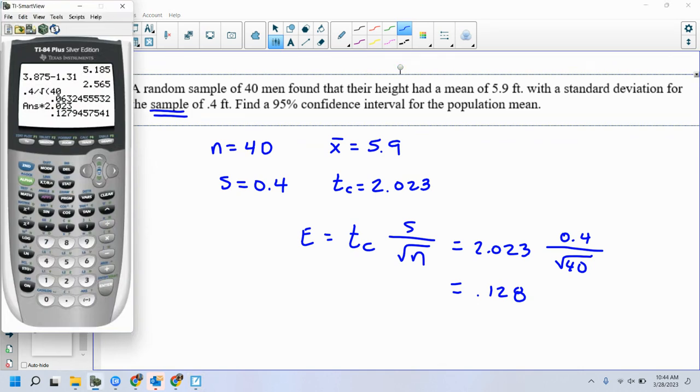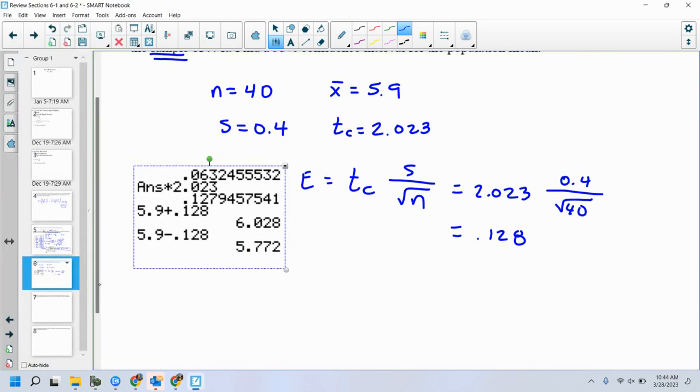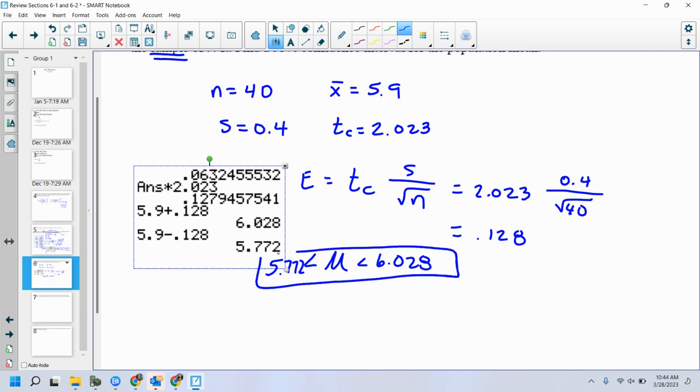Okay, now take that 0.128, go in above and below my x bar. 5.9 plus 0.128, 5.9 minus 0.128. So I can say that I am 95% confident that the actual mean falls between 6.028 and 5.772 feet.